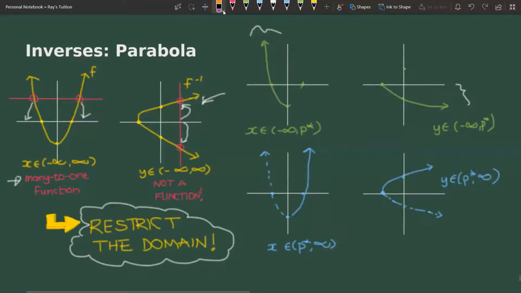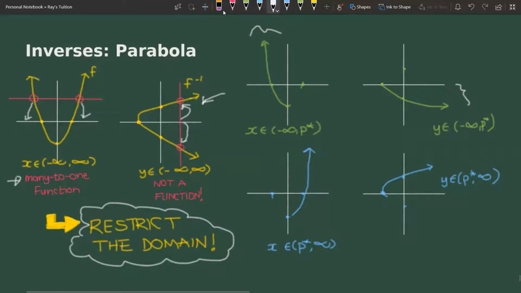So the inverse of this negative piece is this over here, or we could take the positive piece, which is this piece over here, and the inverse would then be what we have over here. Okay, so that is a very important point for you to notice: when we are working with a parabola, the inverse is not a function.